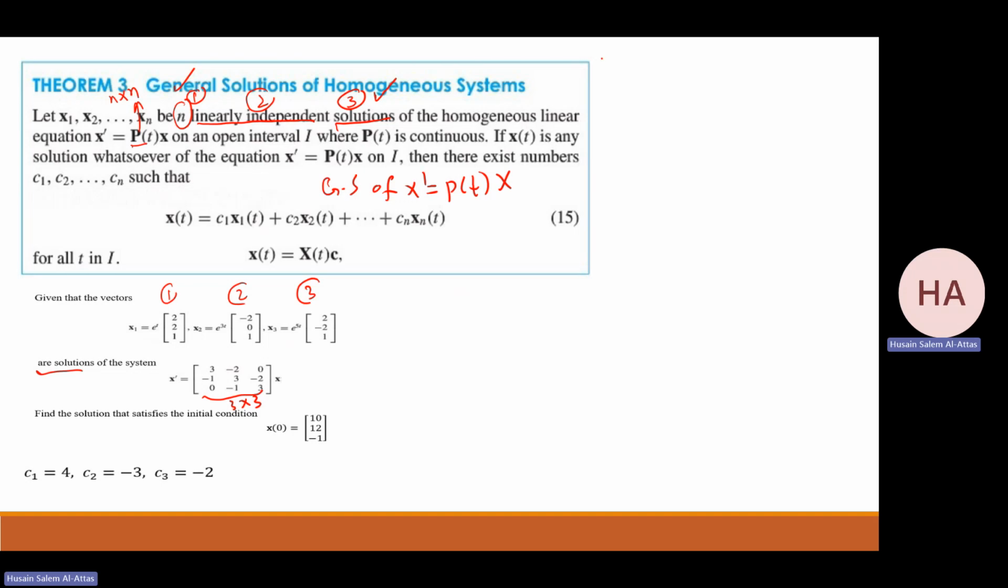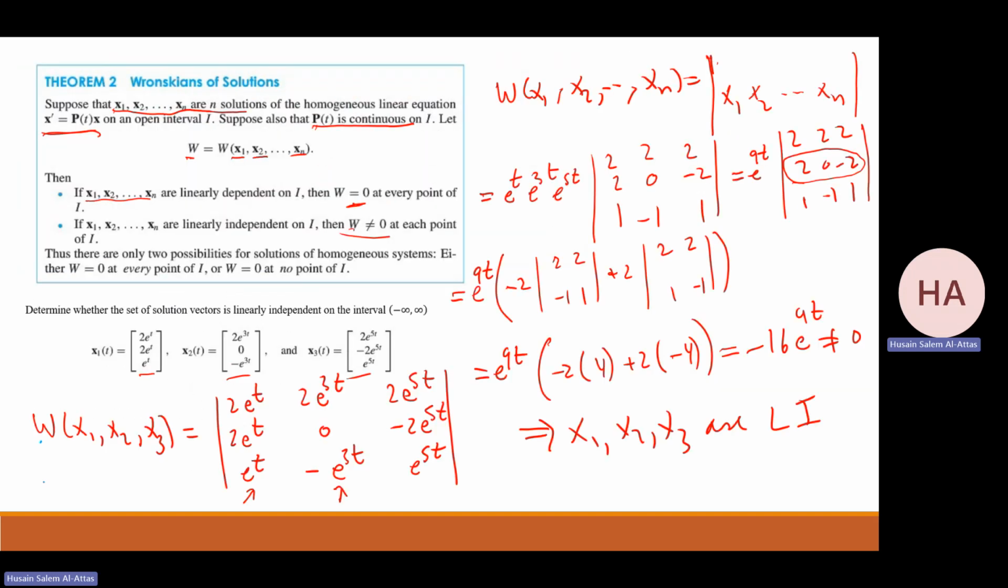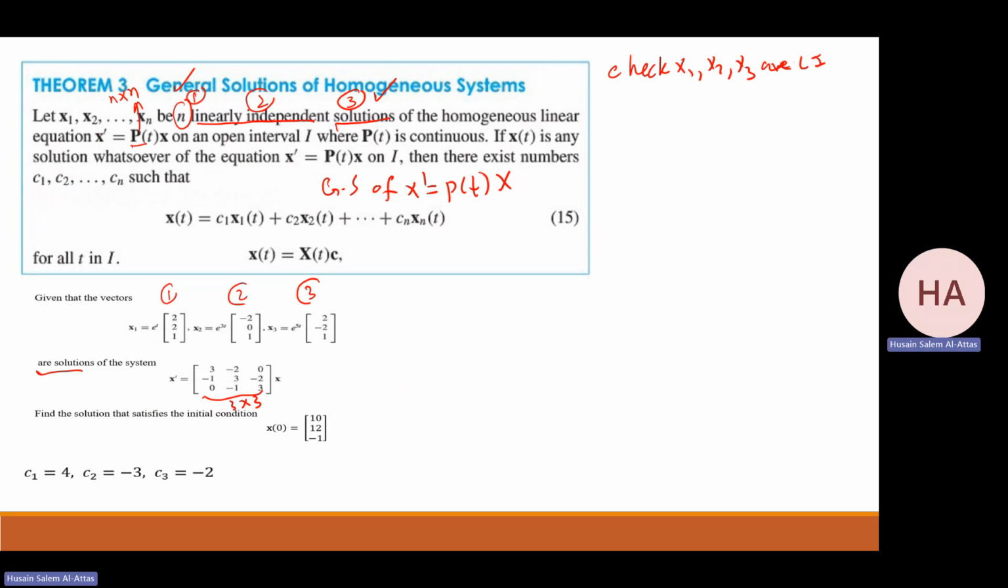I need to check that x1, x2, x3 are linearly independent. How to do that? Determinant. I think we just did the same one: 2, 2, 1, 2, 0, minus 2, 0, 1, 2, minus 2, 1. I will do it again. I need to check W of x1, x2, x3. I think it will be the same.